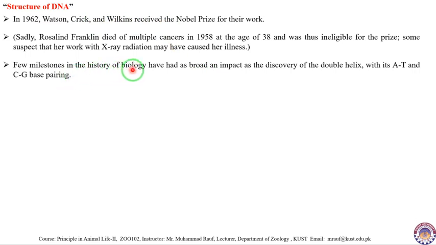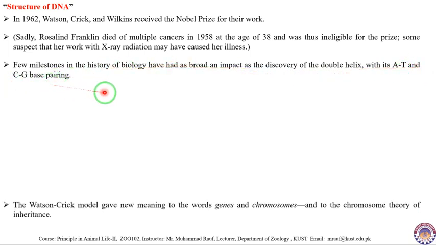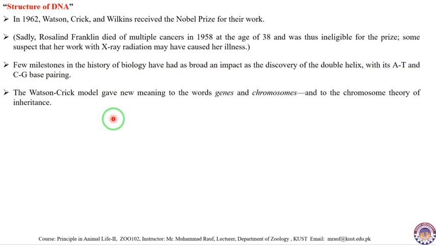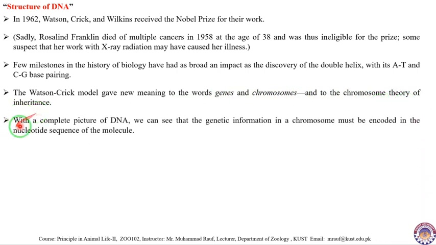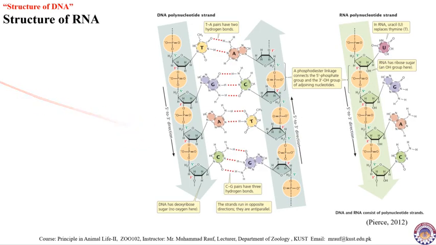Few milestones in the history of biology have had as broad an impact as the discovery of the double helix with its AT and CG base pairing. The Watson-Crick model gave new meaning to the words genes and chromosomes and to the chromosome theory of inheritance. With a complete picture of DNA, we can see that the genetic information in a chromosome must be encoded in the nucleotide sequence of the molecule.